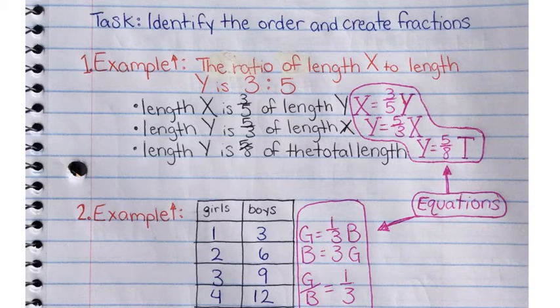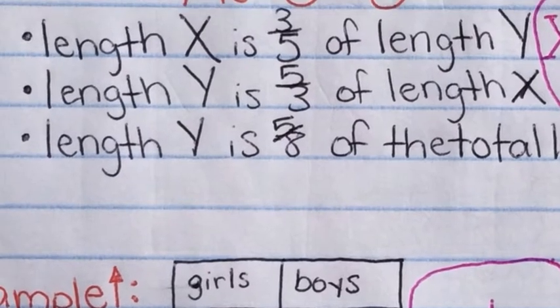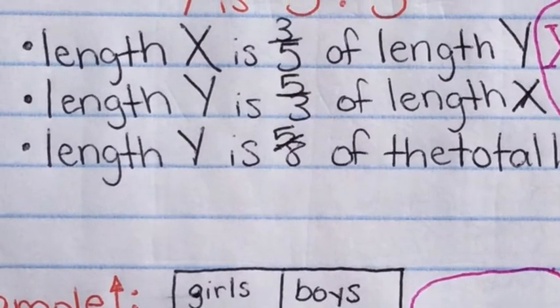So, length y is what we're starting with. So length y is the first value you see is 5/3 of length x. So if you are looking at just these two examples, these top two, you know that our x comes first, so it's going to go on top.